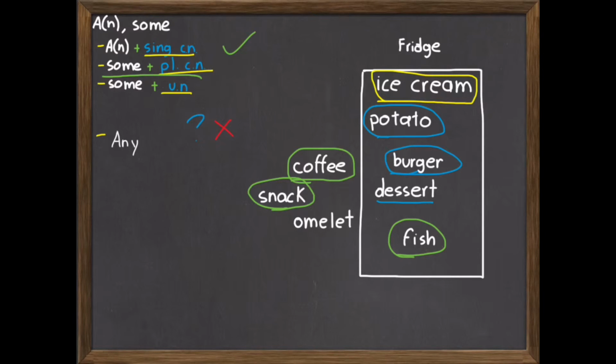What about omelette? If it's just one, which one would you use here? Would you use some or would you use a or an? Well, omelette is a countable noun, so we would use a or an. In this case, we use an because omelette starts with a vowel. O, an omelette. There's an omelette on the table.